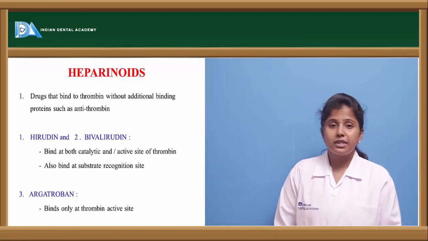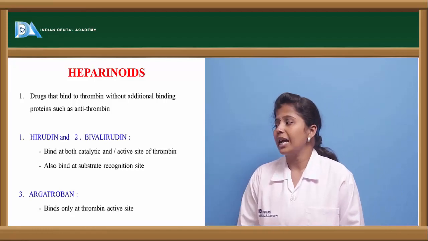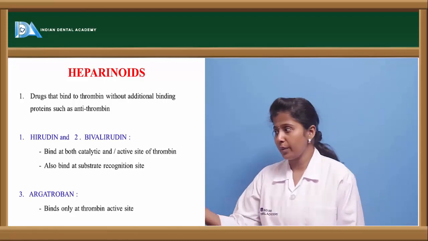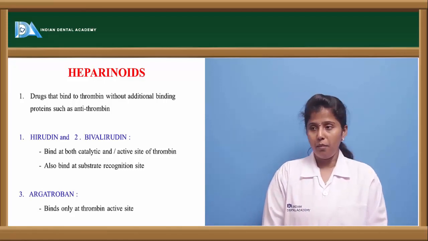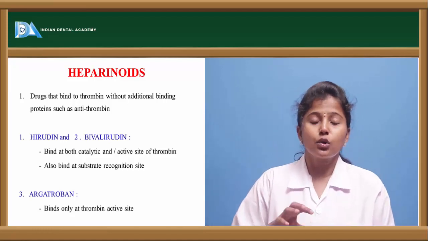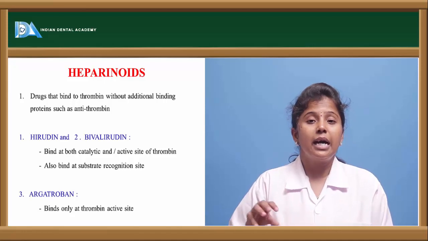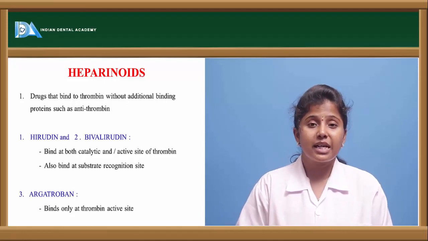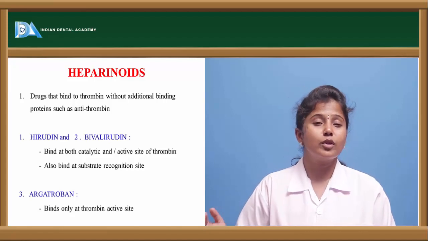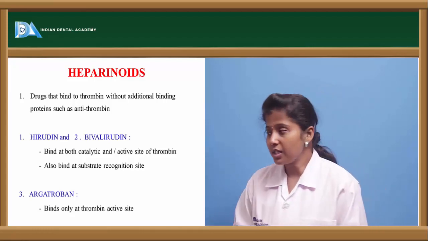The drugs which come under this category are hirudin and bivalirudin, which bind at both sites of thrombin. So they prevent the formation of thrombin from prothrombin, and they also bind at the substrate recognition site. Here the prothrombin is converted to thrombin, and this thrombin has to bind to the receptor site or substrate site and thereby show clot formation. So this clot formation, or the site of binding of thrombin, is inhibited by these drugs.